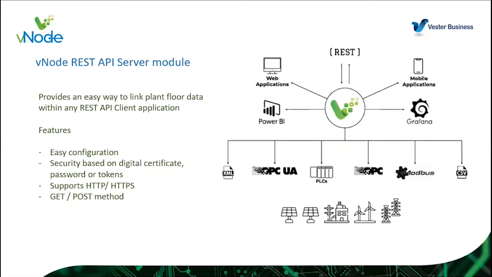Okay, what are the main features of the REST API server model from vNode? Well, actually, it's an easy configuration. The whole vNode platform is an easy configuration because it is already a ready solution. Actually, it is out of the box. Okay, the security is based on certificates and also on tokens and basic authentication. And we support HTTP or HTTPS by using methods such as GET and POST.